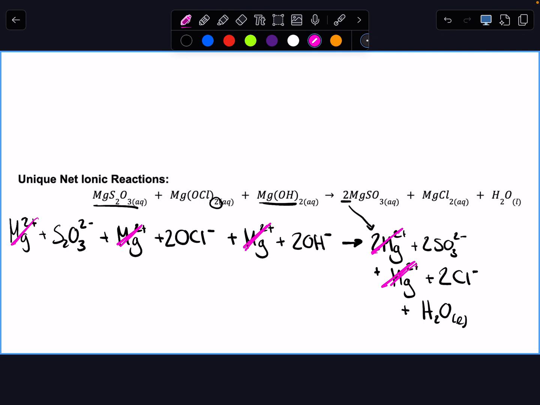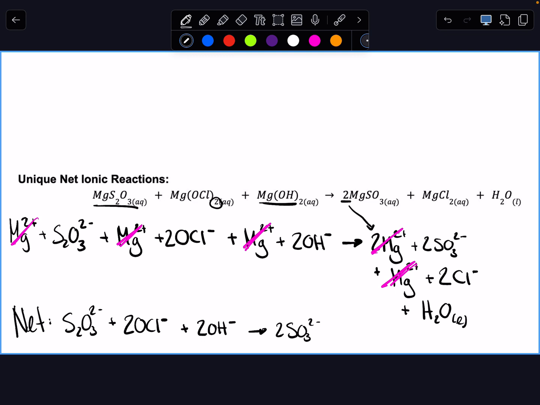So my net ionic equation is everything we didn't cross out. So it's S2O3 2 minus plus 2 OCl minuses plus 2 OH minus, creating 2 SO3 2 minus, 2 Cl minus, and H2O liquid.